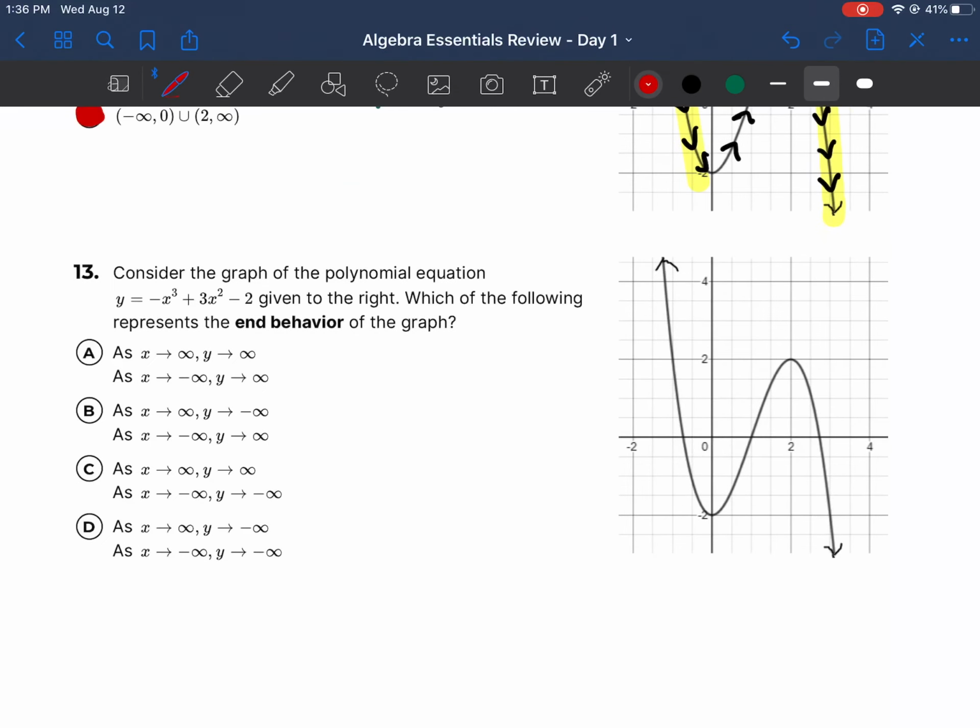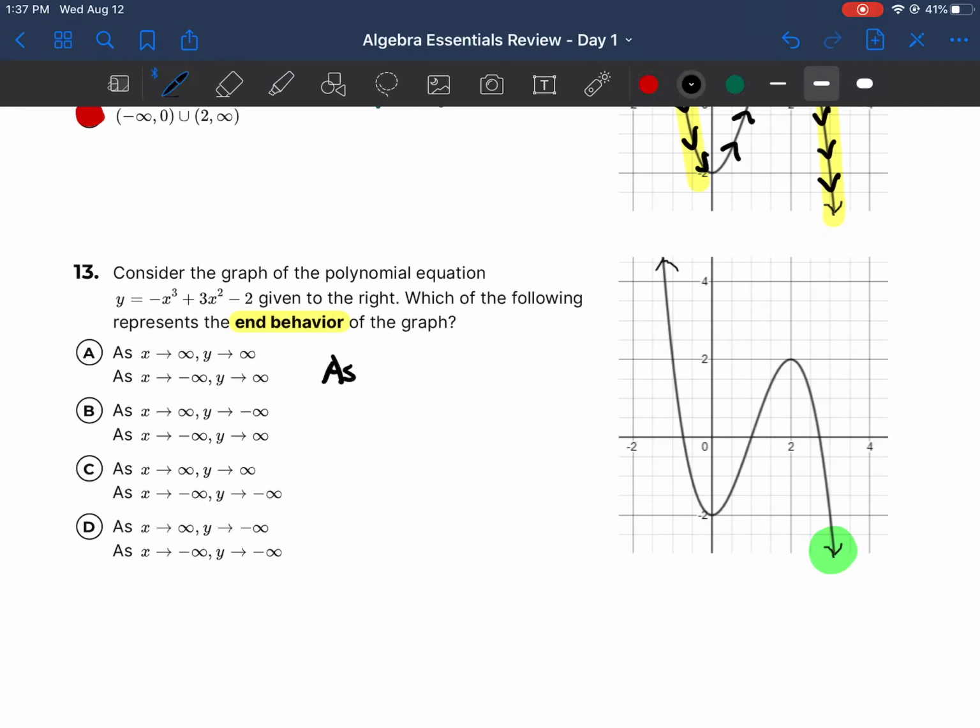Problem 13. Basically, consider the same polynomial from problem 12. Which of the following represents the end behavior? So end behavior really works as directions. We want to know what's happening on the left and right end of the graph. Well, if I look at the right end of the graph, which is right over here, what do the y values appear to be doing? Well, it appears on the right side of the graph, the y values, or the function values, are decreasing without bound. So how do we represent that with proper notation?